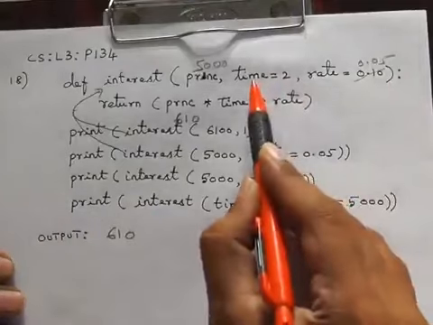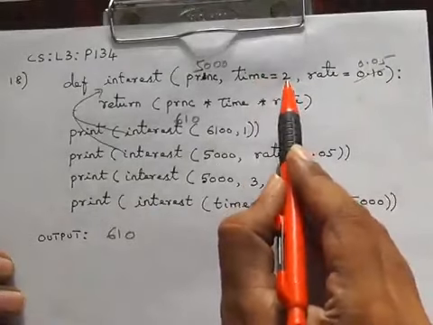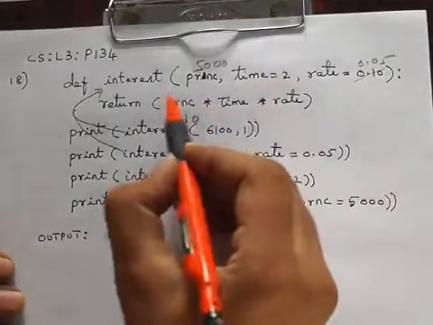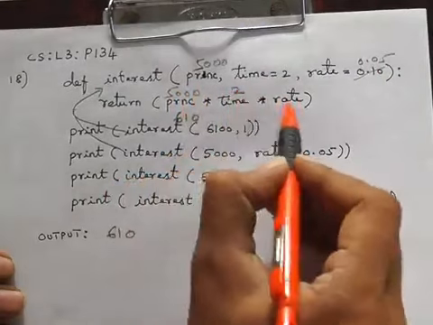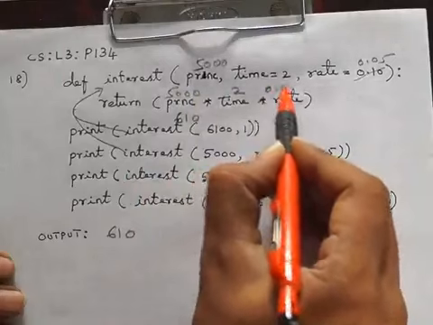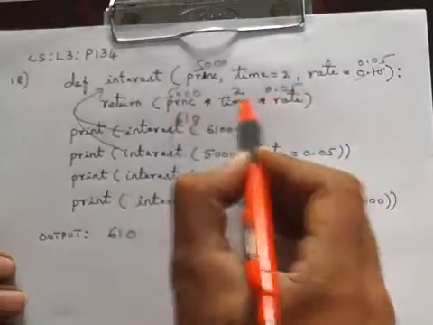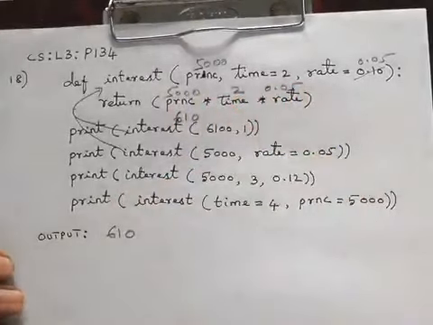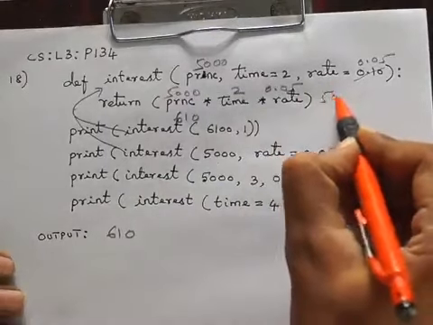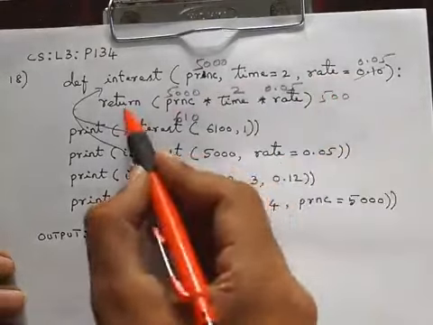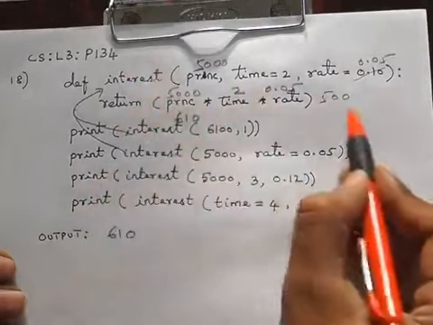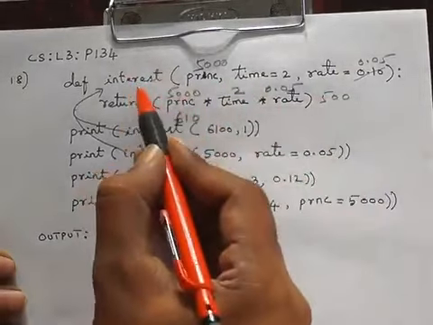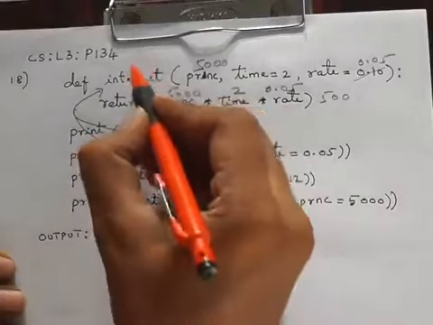The time value is the same, 2. So here what will be calculated? 5000 into 2 into 0.05. All three things will be multiplied, such that here the value is 500. I told you, return 10 means the interest function value is 10. Return 500 means the interest function value is what? It is 500.